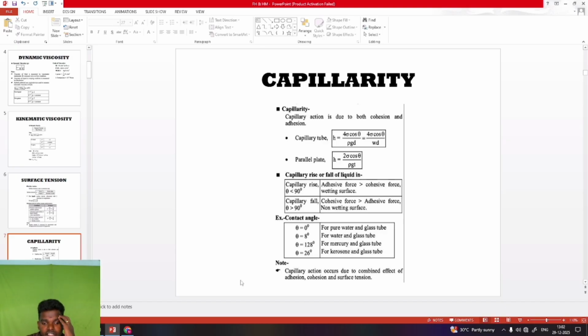If theta is 8 degree, the objects are water and glass tube. If theta is 128 degree, the objects are mercury and glass tube. If theta is 26 degree, the objects are kerosene and glass tube. The capillary action occurs due to the combined effect of adhesion, cohesion and surface tension.